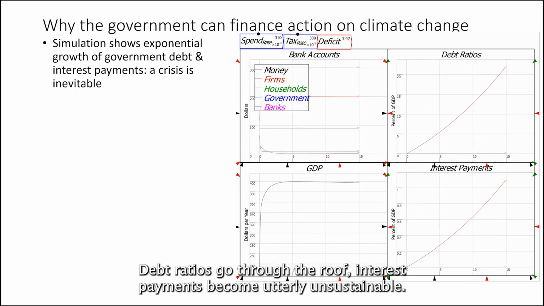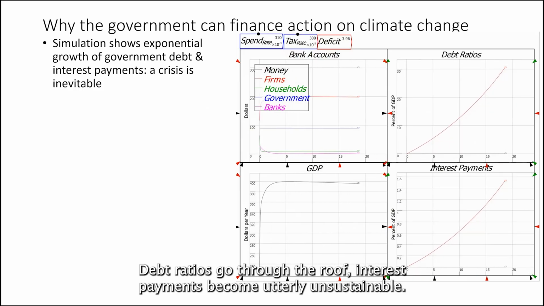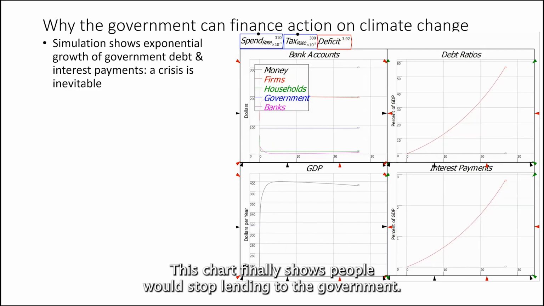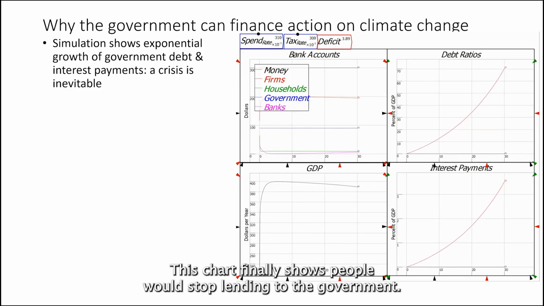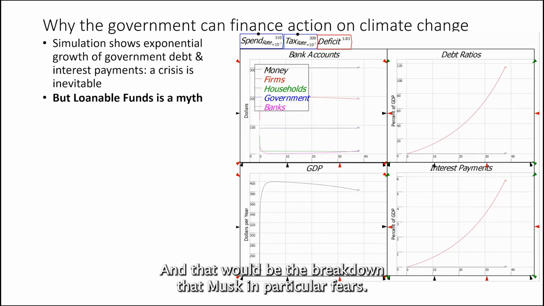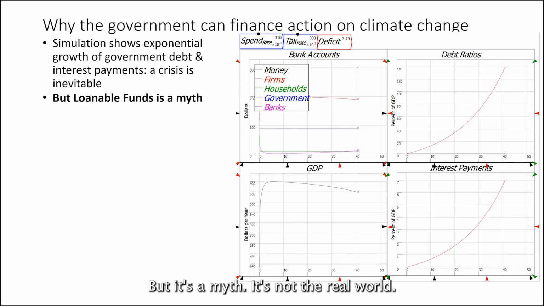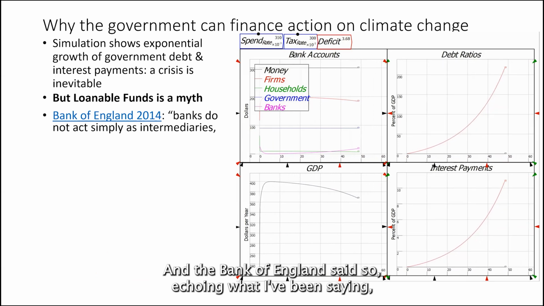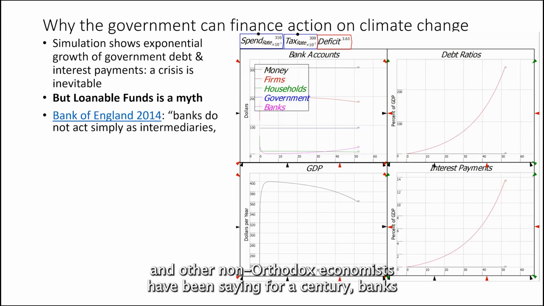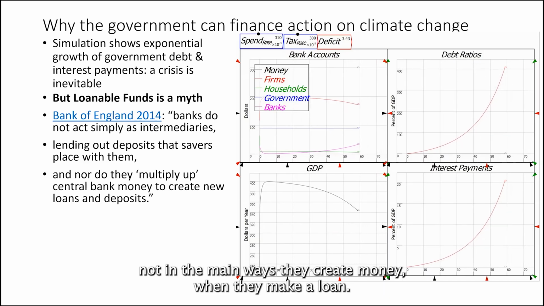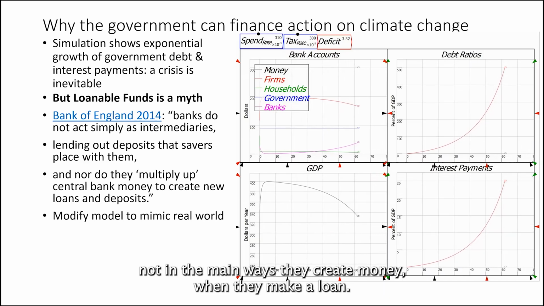Debt ratios go through the roof, interest payments become utterly unsustainable. Clearly, long before you reach the levels that this chart finally shows, people would stop lending to the government, and that would be the breakdown that Musk in particular fears. But it's a myth. It's not the real world. And the Bank of England said so, echoing what I've been saying and other non-orthodox economists have been saying for a century. Banks are not intermediaries. They create money when they make a loan.